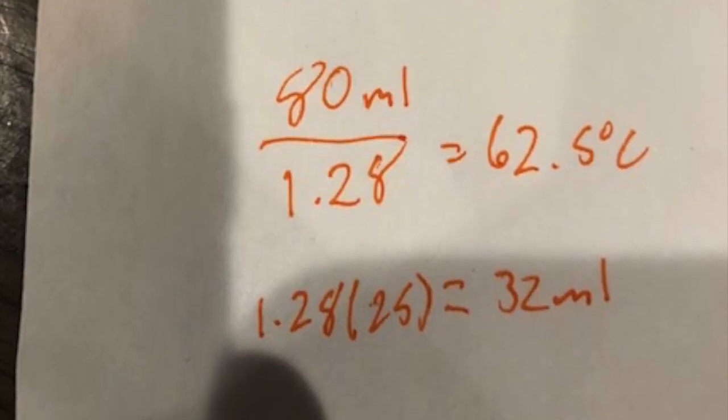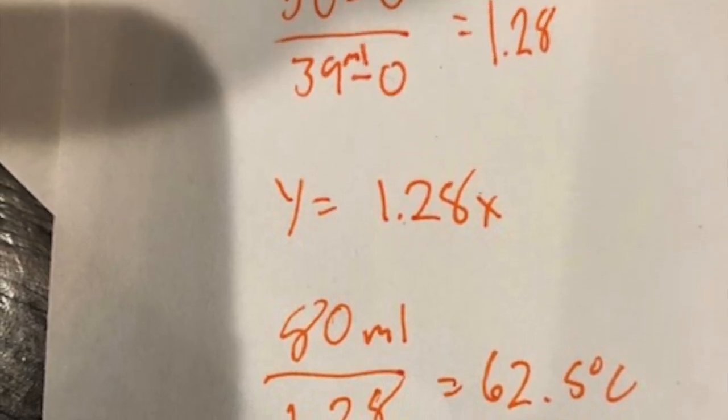The next problem I'll be going over was to interpolate and extrapolate information from the slope on the graph provided. I said we could extrapolate the temperature of the substance when the volume is at 80 milliliters and divide it by 1.28, the slope of the trend line, which is 62.5 degrees Celsius. To interpolate, I could find the volume at 25 degrees Celsius by multiplying 25 by the slope again, which is 1.28, and I got 32 milliliters.